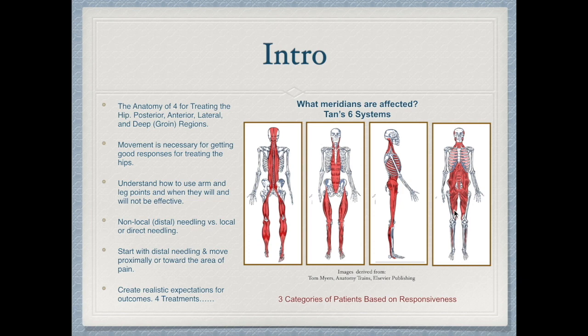So we'll be discussing the relationships between the different functional muscle groups and the way that this relates to hip flexion, hip extension, abduction, and adduction. Now, movement is necessary for getting good responses when treating the hips.